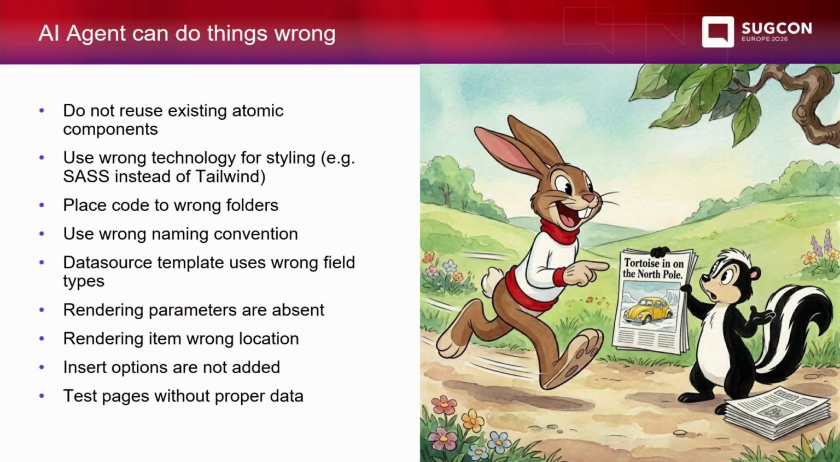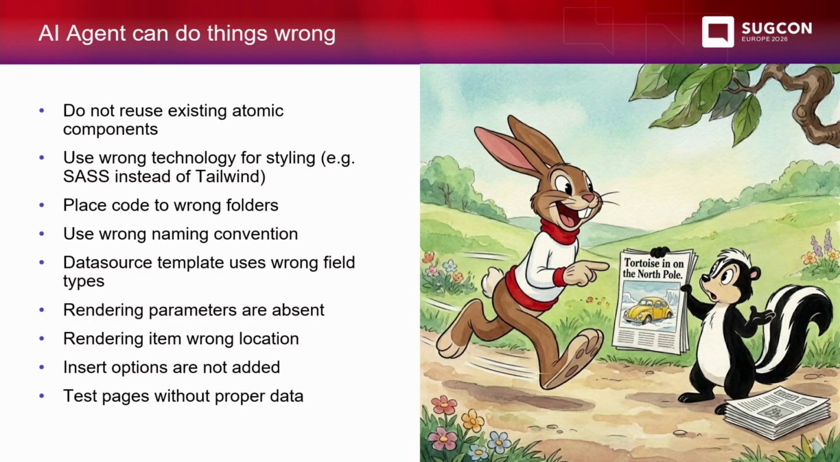However, AI can still be a bit creative in the wrong way. It might use the wrong field types for data source templates or put a rendering item in a wrong folder. It might forget to add insert options or create a test page without proper test data. Unfortunately, AI agents don't have telepathic powers. They can't look into our brain and understand the project's specific messy folder structure, especially since it's been evolving since 2019. Seeing this, the Hare celebrates and says, I told you, it's easier to just do it myself.